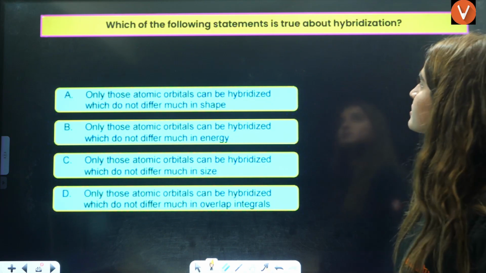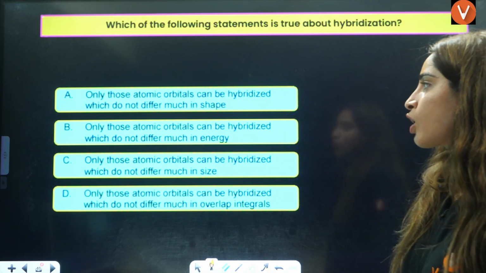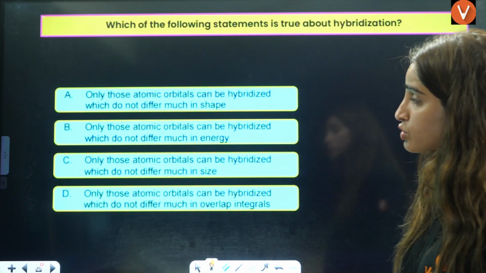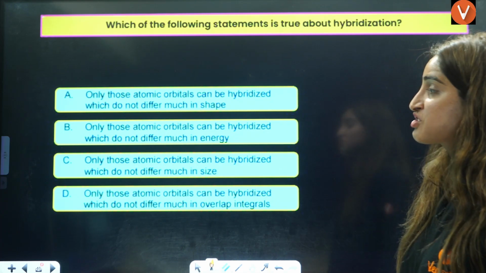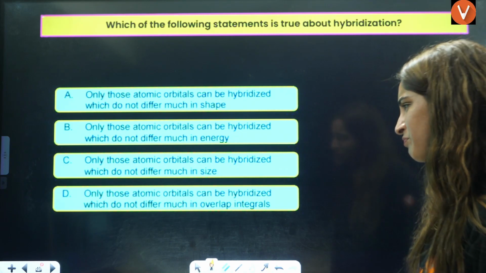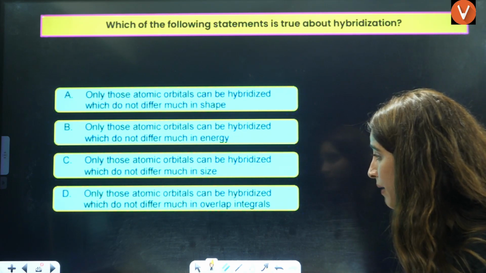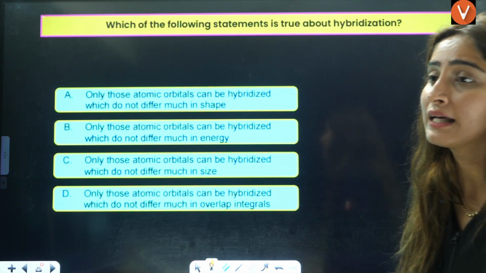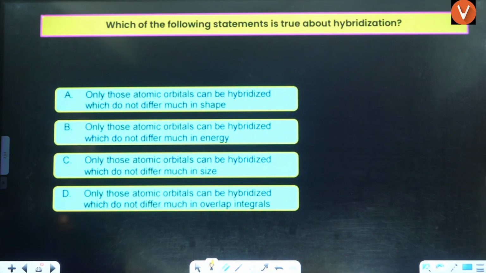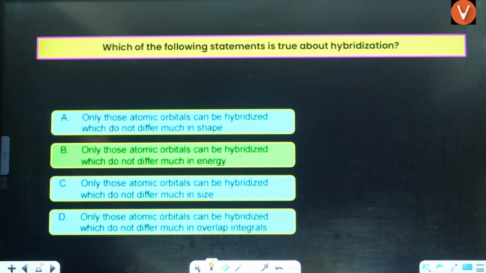Only those orbitals, they are saying, which is true. Only those orbitals can be hybridized which do not differ much in energy. Only those orbitals are hybridized which do not differ much in size. Only those orbitals are hybridized which do not differ much in overlap integrals, right? Okay, everybody, which statement out of this is true?